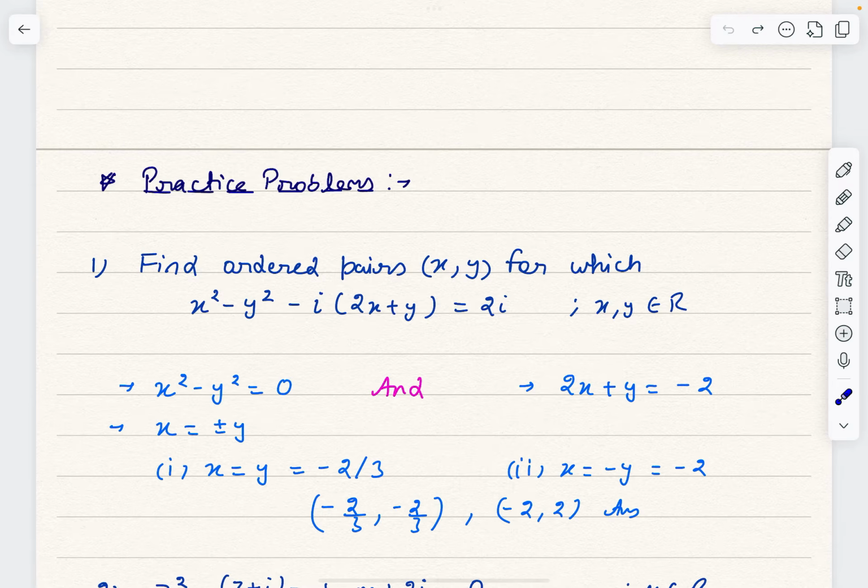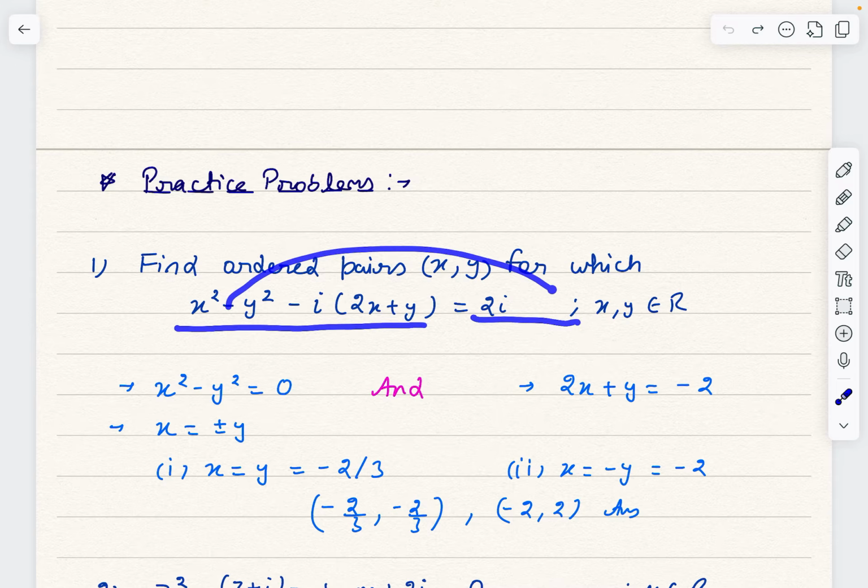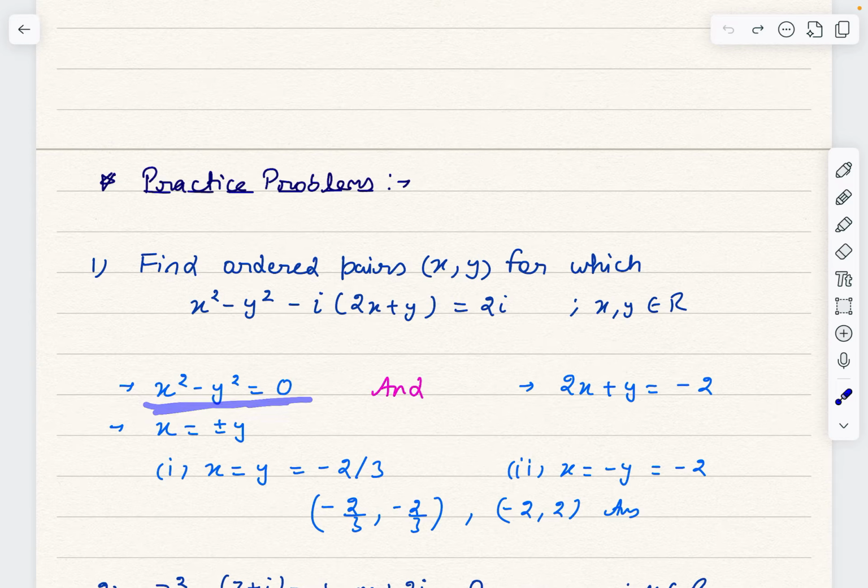Let us start discussion now. So the correct answer is (-2/3, -2/3) and (-2, 2). There are two pairs. How do we solve them? You can see complex number. If this complex number is equal to this complex number, the real parts must be equal and the imaginary parts must be equal. So real part on the right side is 0 only and the left side is x square minus y square. So you get x square minus y square equal to 0. And imaginary part here equated to imaginary part here, you get 2xy equal to minus 2.